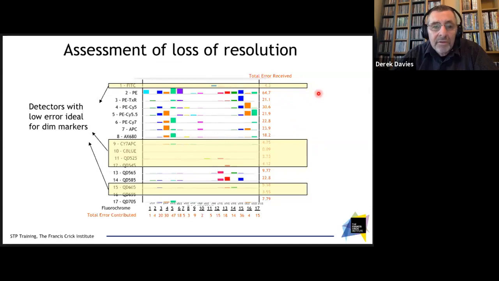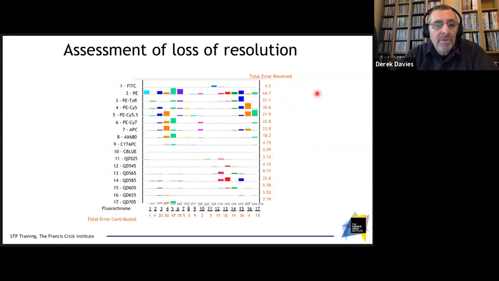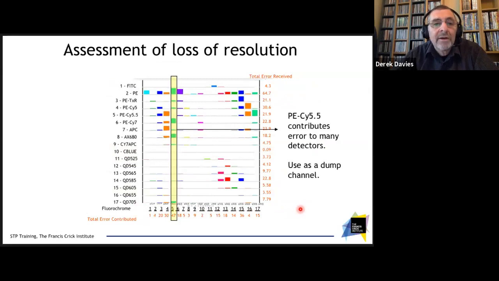Let's look at the column at the bottom here, which is the total error that's contributed by each dye. If we look at Percy psi 5.5, it's hugely promiscuous, if you like. Its photons are ending up all over the place, not just in the channel we expect, but lots of other channels as well. Doesn't mean to say it's a bad dye. And of course, in this situation, they had to use that channel because they had a 17 color panel, a 17 color instrument. So again, it comes back to intelligent panel design.